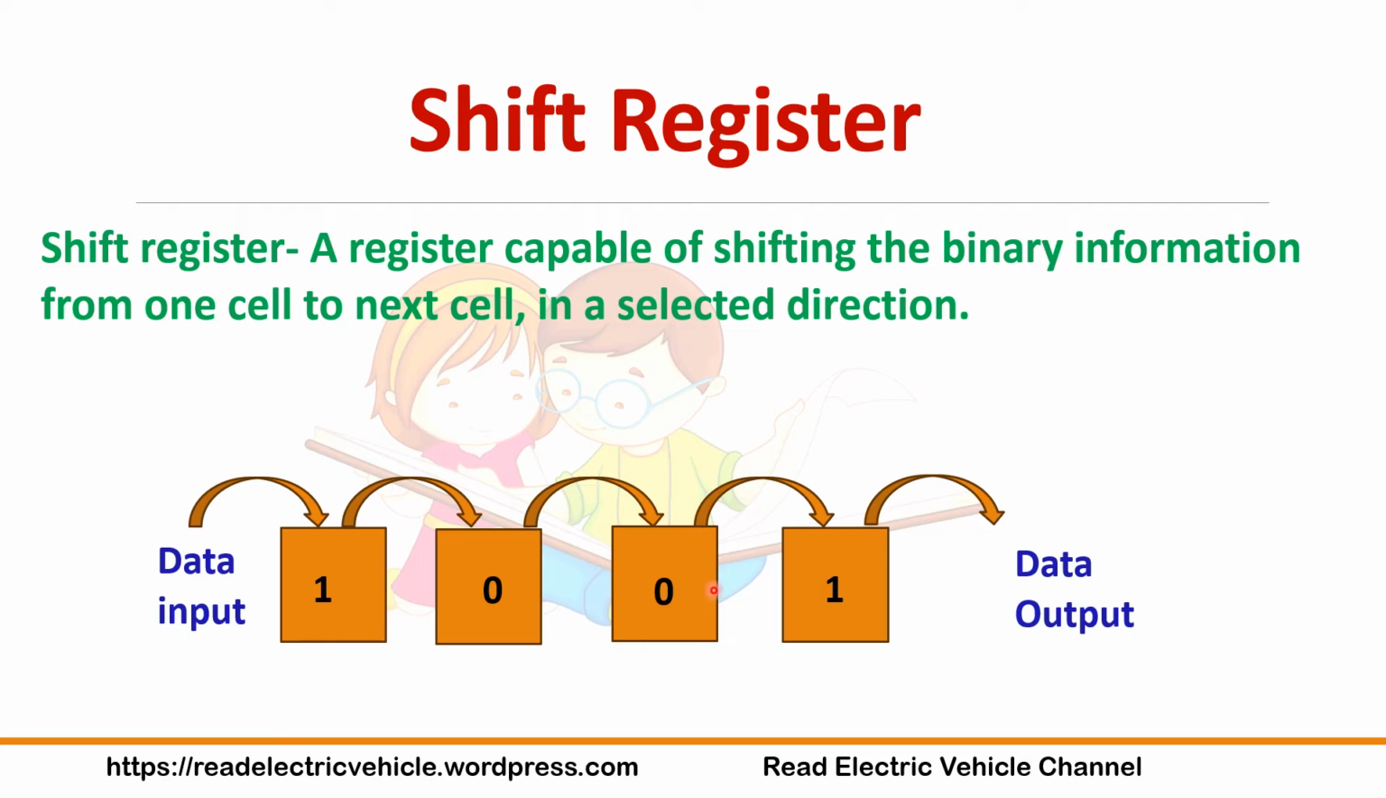Here each box represents a flip-flop and it has some stored information. I'm giving the data in this direction and taking the output on this right side. If I give a clock pulse, this input data, suppose I'm giving 1, this 1 will be transferred here and this 1 will go to the next flip-flop, and this 0 will be moved here and this 0 will be moved here, and this 1 will come out as output. So this is the shift register. We will learn the working of each type of shift register in the coming videos.